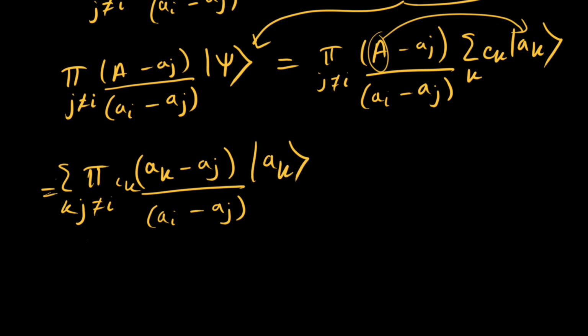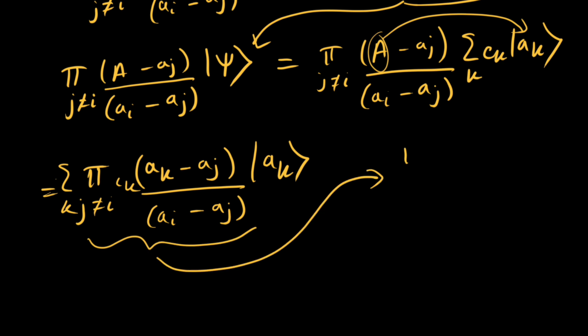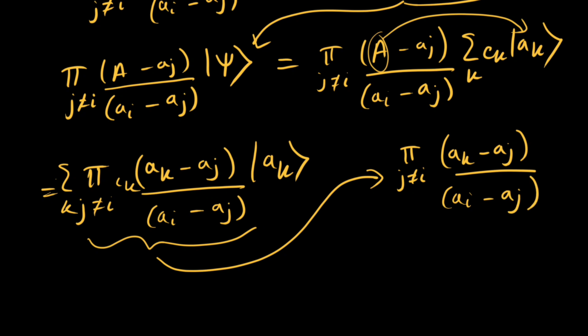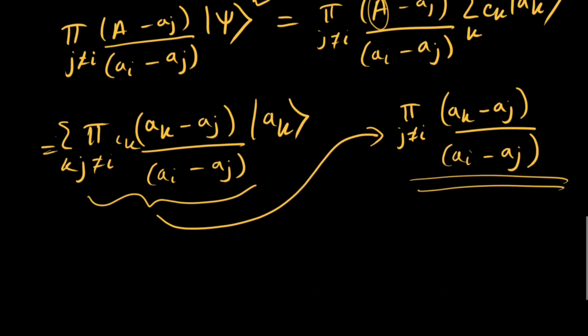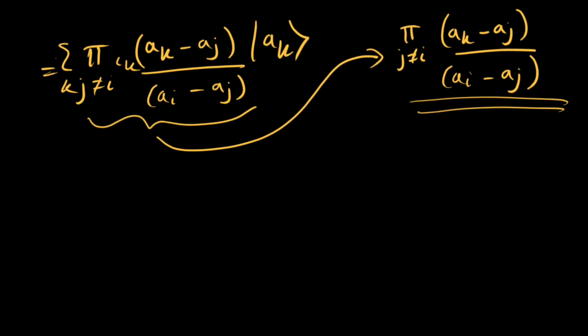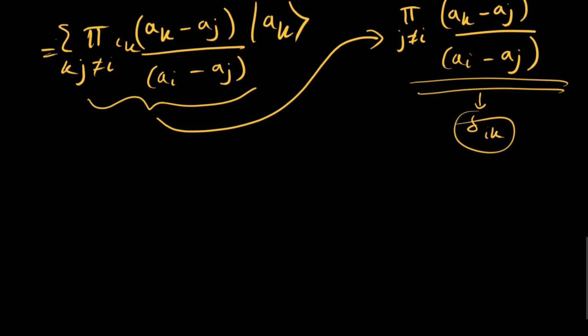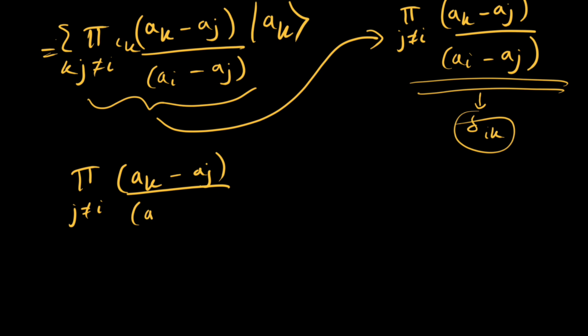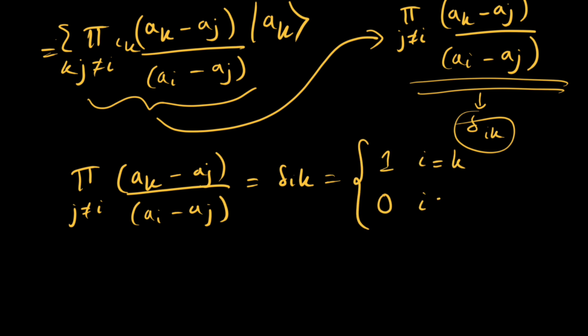So let's evaluate this part, which is just the product over j unequal to i of (ak minus aj) by (ai minus aj). We'll take care of the ck and the ket ak later. Let's just find out what this value is. If you look closely, it's just the Kronecker delta function of i and k. I'll prove how. What I'm claiming here is that the product over j unequal to i of (ak minus aj) by (ai minus aj) is the Kronecker delta of i and k, such that it is 1 when i is equal to k and 0 when i is not equal to k, right?